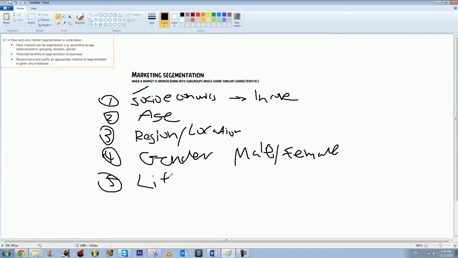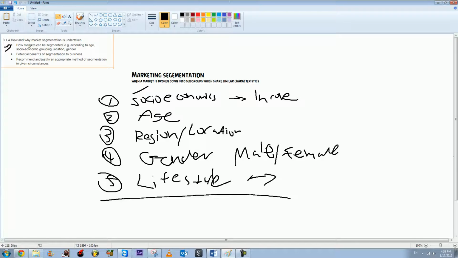Fifth one could be lifestyle, and these are the five main ones. For example, a single person earning the same income as a married person with three children will spend that income differently and buy different products. If you have a family, your first priority is the children, and then the living, and so on. But if you're single, you can do whatever you want. Yeah, you get the point.